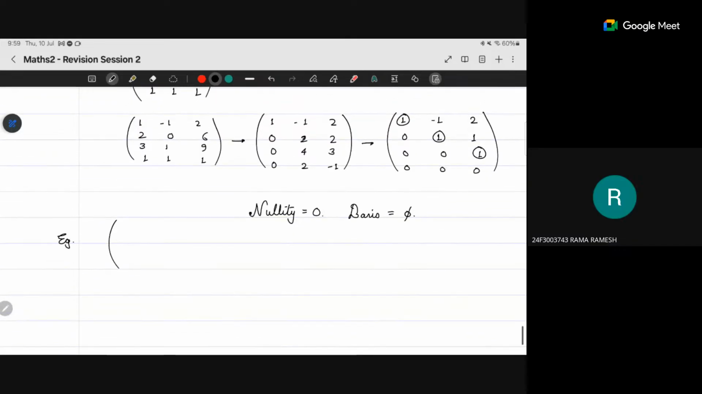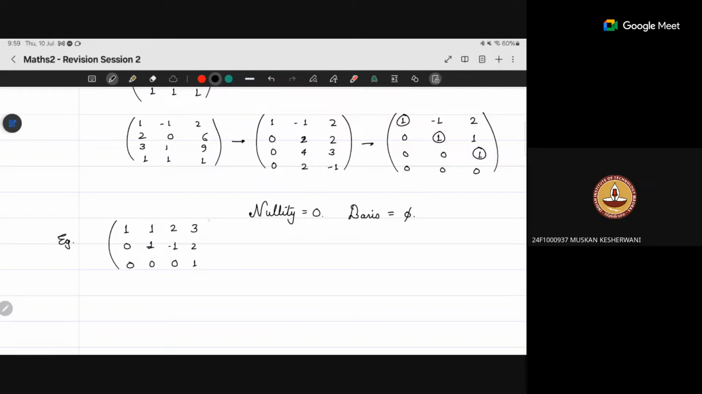Let me just flip this around. Suppose this is the REF of the matrix. So yes, nullity is 0, meaning the null space is 0. And a basis for the trivial subspace is the empty set.